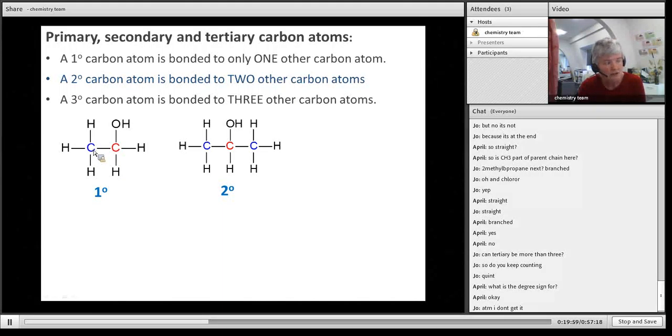This alcohol is what we say secondary because the OH is attached to this red carbon, and the red carbon is attached to 2 other carbon atoms. And then this is what we call a tertiary because the OH functional group is attached to this carbon, which is attached to 3 others.